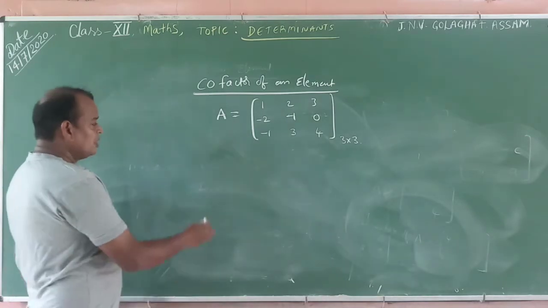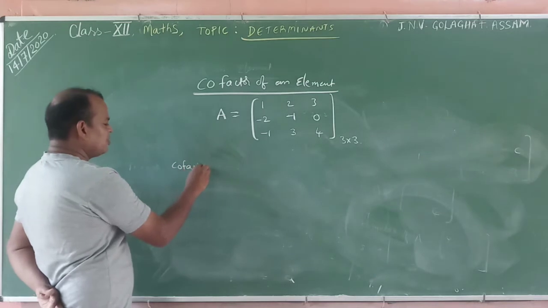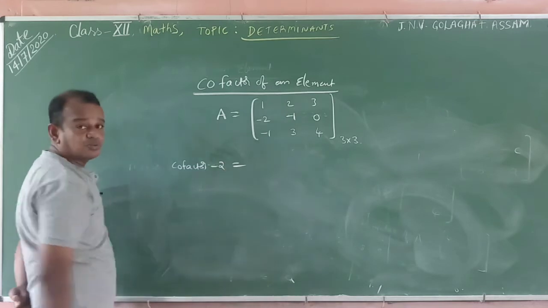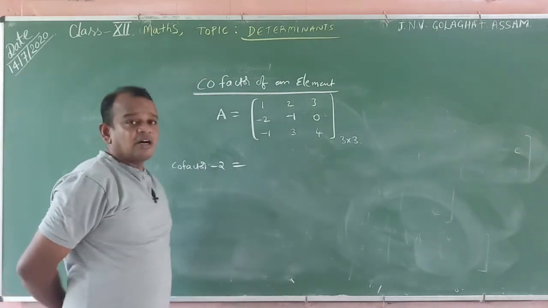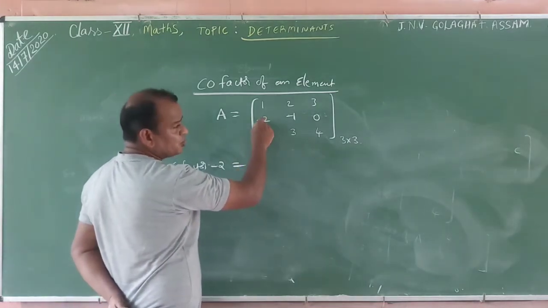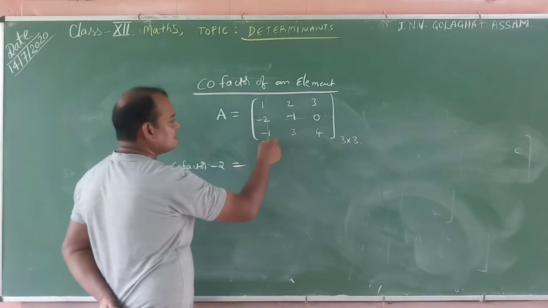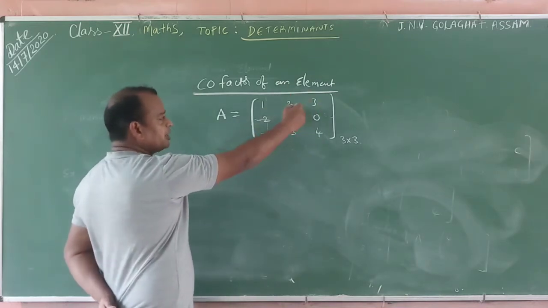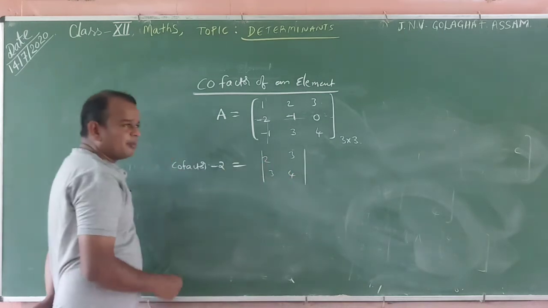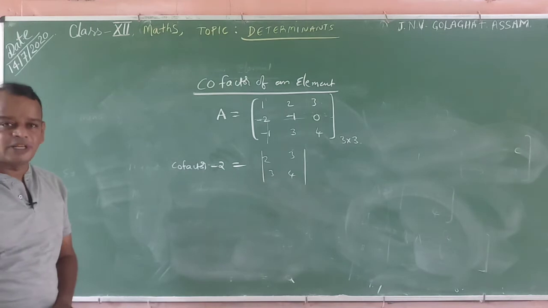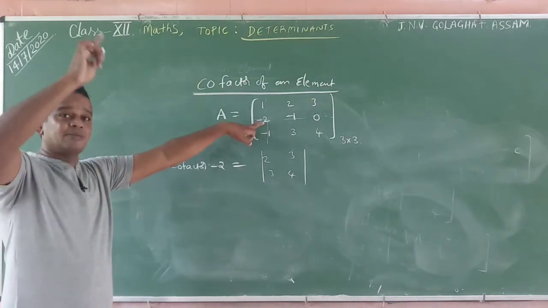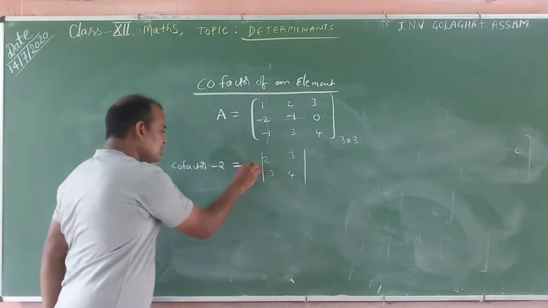Now, in this matrix we can find it for each and every element. Suppose we need the cofactor of minus 2. How to find it? First we write the minor. Minor of minus 2: deleting this row and this column, the obtained determinant of the 2 by 2 matrix is 2, 3, 3, 4. This is the minor only. But the minor is multiplied with (minus 1) power i plus j. This is present in the second row, first column. Second row, first column means (minus 1) power 3, which is 100% minus.